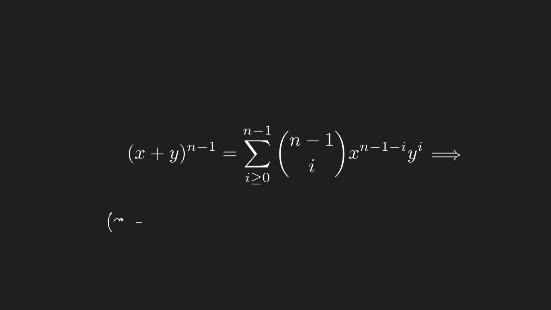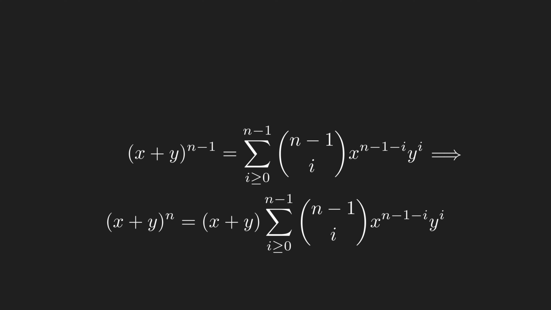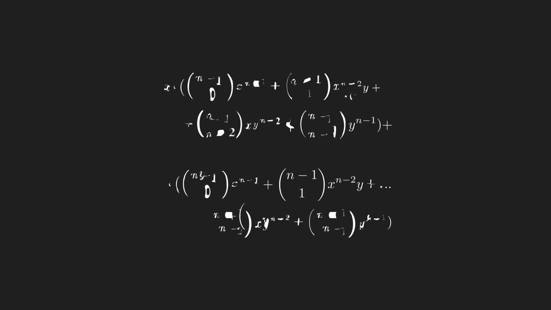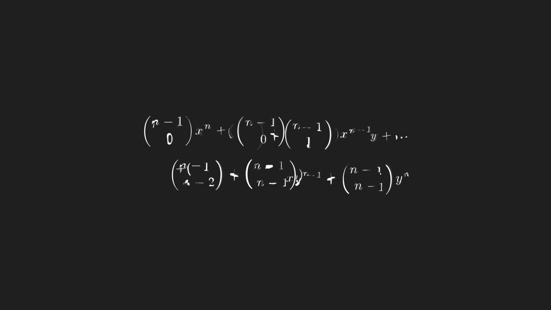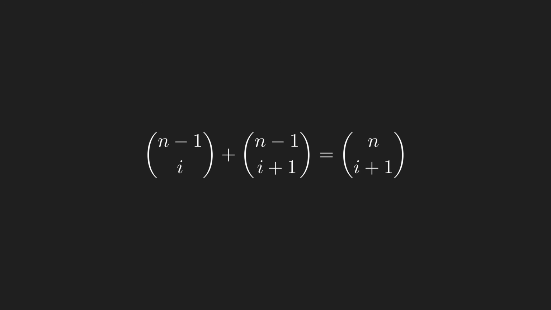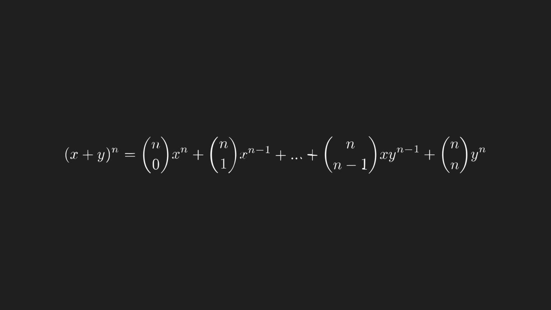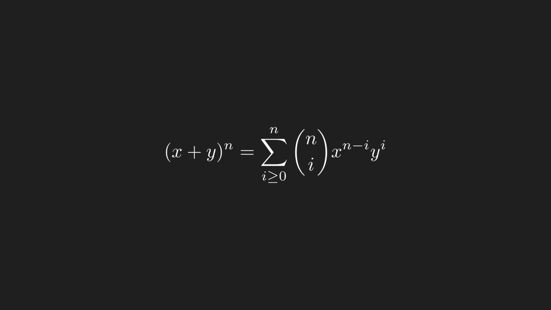So, because this equality holds at n minus 1, if we multiply both sides by x plus y, then the equality will still be true. If we expand the summation and multiply in both x and y, and then group like terms, we can use this equality. This implies that the binomial theorem is true when we have a power of n. However, this is a contradiction.